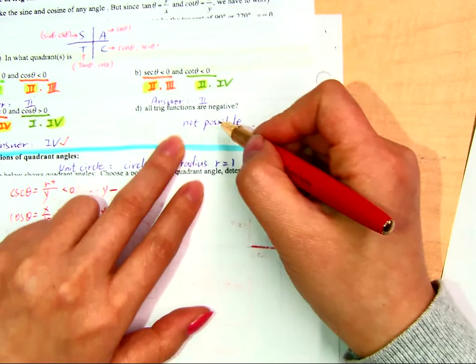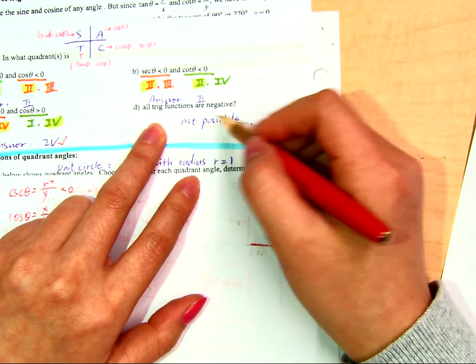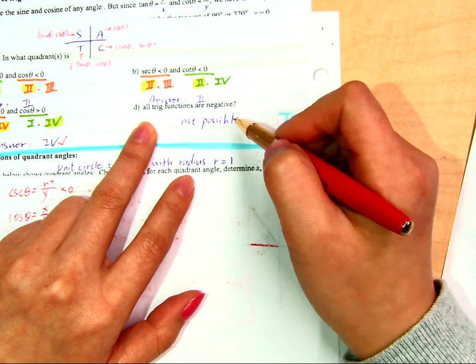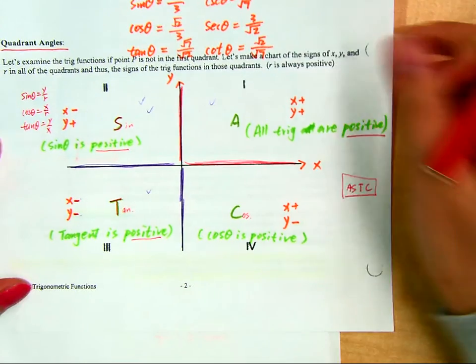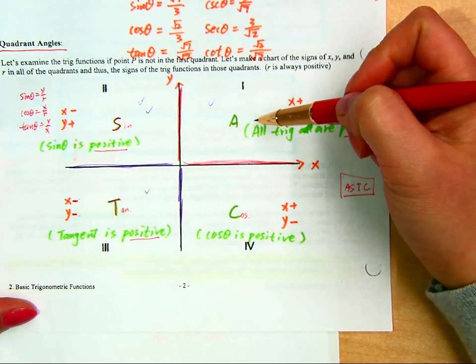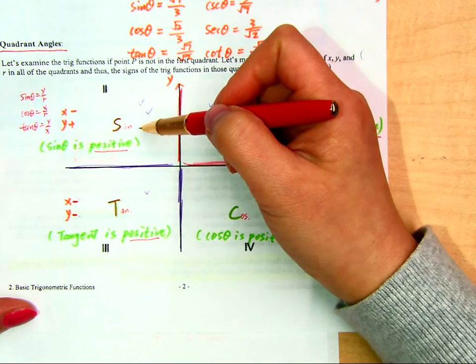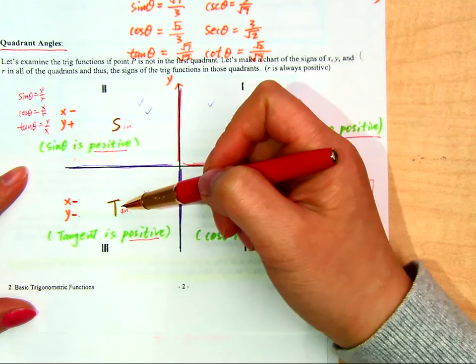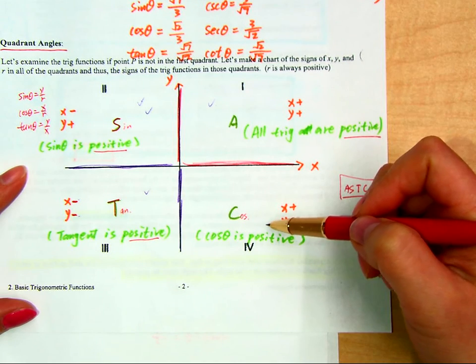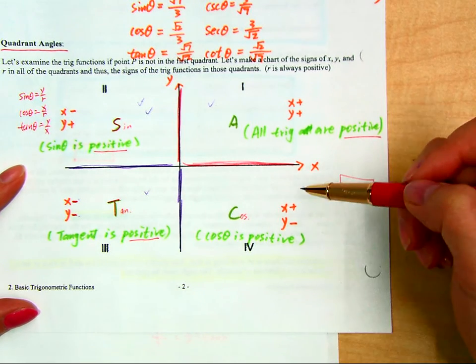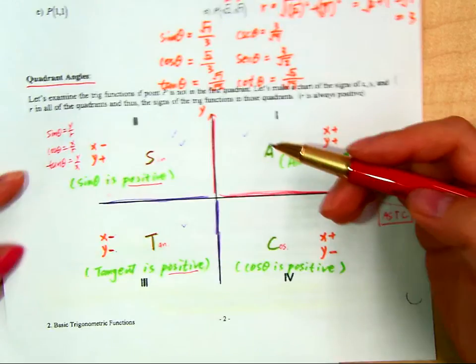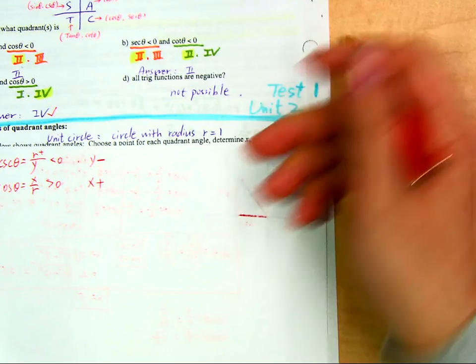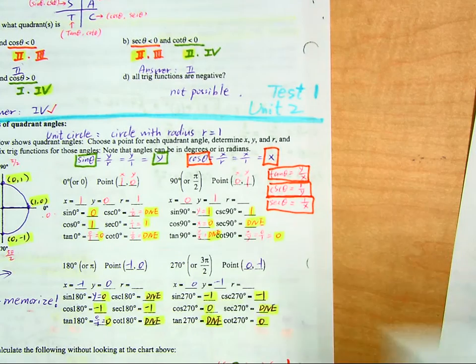And the last one, D. Which quadrant makes all trig functions negative? That's not possible. All trig functions are positive here. Sine is positive here. Tangent is positive here. Cosine is positive here. There's no quadrant that makes all trig functions negative. So the answer is not possible. Okay, that's how we do this one.